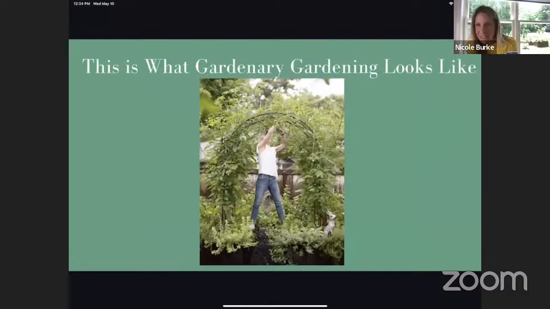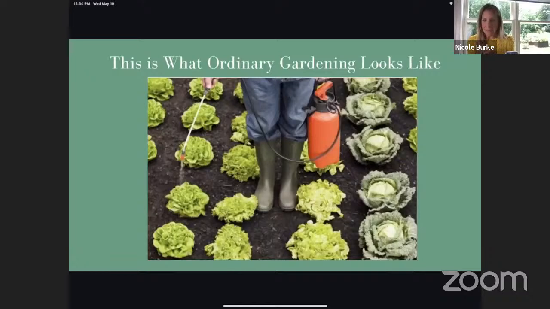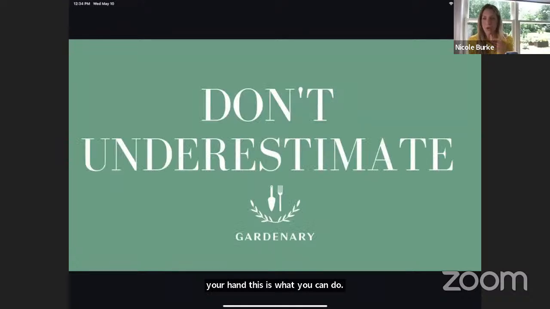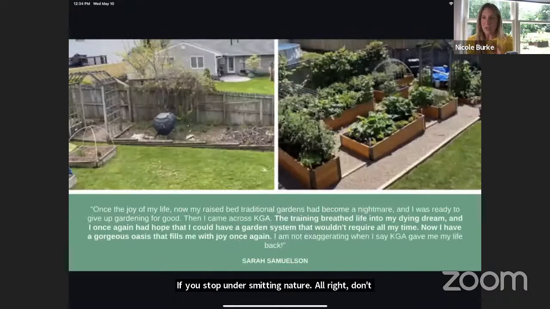I want to be climbing up in my garden and pruning the vines. I want to be harvesting. I want to be playing in the mix of all these different plants. I don't want to be doing this. This looks like not fun. I just want to do this. So if you want to do this, raise your hand. This is what you can do if you stop underestimating nature. Don't underestimate nature. Nature has got this. All we have to do is set it up right.